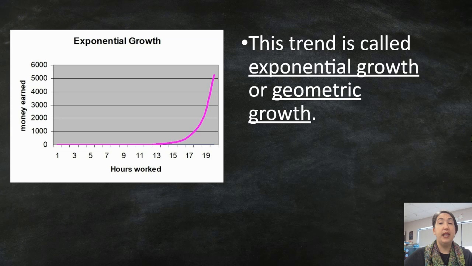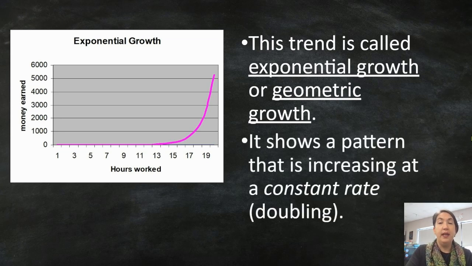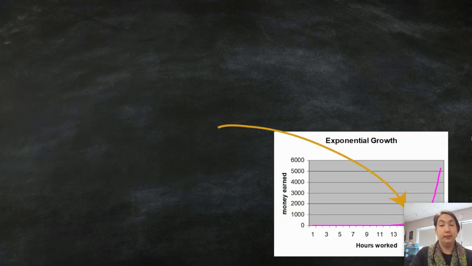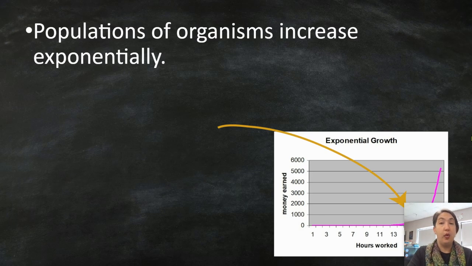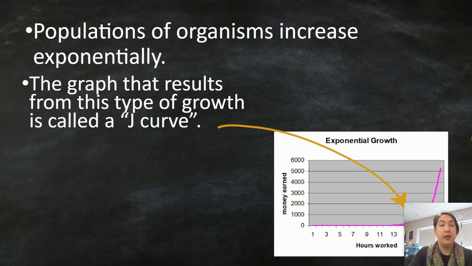This is exponential growth or geometric growth. It shows a pattern that is increasing at a constant rate. So the amount that it increases each time is what's constant. Populations of organisms increase exponentially. The graph that results from this type of growth is called a J-curve.